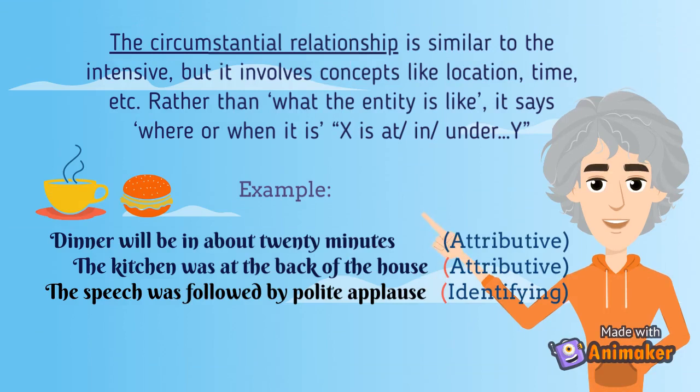The circumstantial relationship is similar to the intensive, but it involves concepts like location, time, etc., rather than what the entity is like. It says where or when it is. X is at, in, under Y. For example, dinner will be in about 20 minutes. This is attributive. The kitchen was at the back of the house. This is also attributive. The speech was followed by polite applause. This is the sample of identifying.